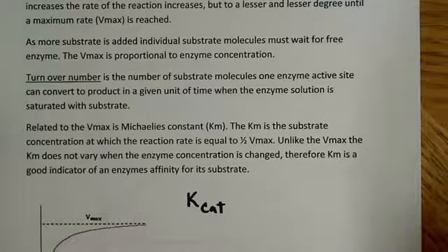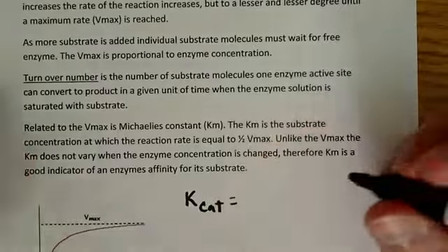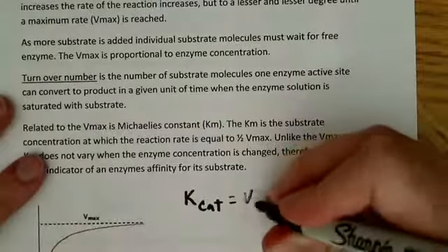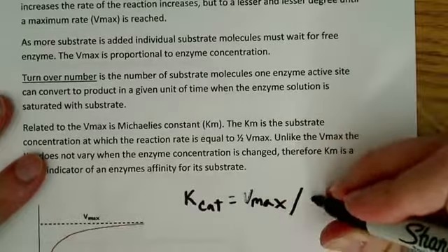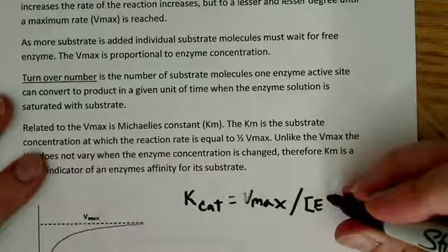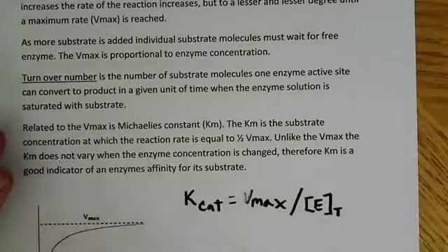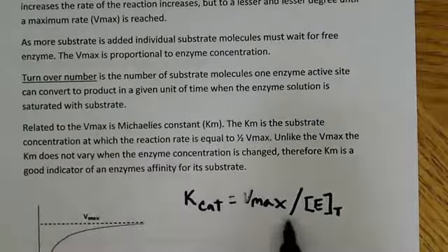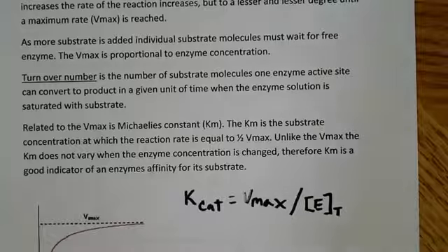And like I said, that's known as the Kcat, and you can calculate it using some mathematics: Kcat equals Vmax over the total concentration of enzyme. That's sometimes called ET or E-tot. I'll call it ET. So the Kcat is the Vmax over the total concentration of enzyme. That's basically a way you could calculate it if you were given some numbers.